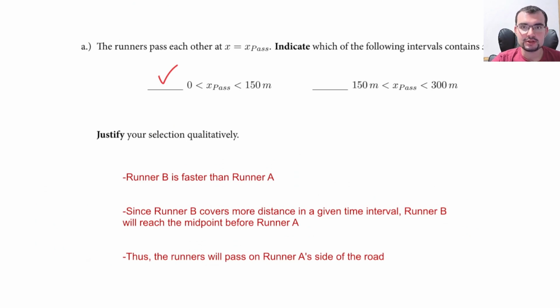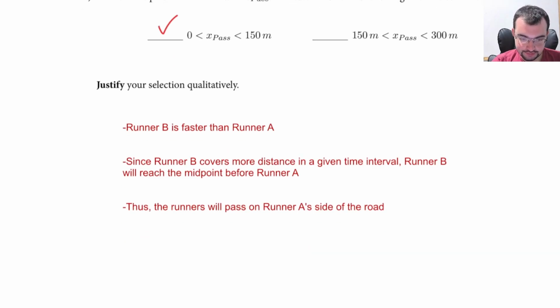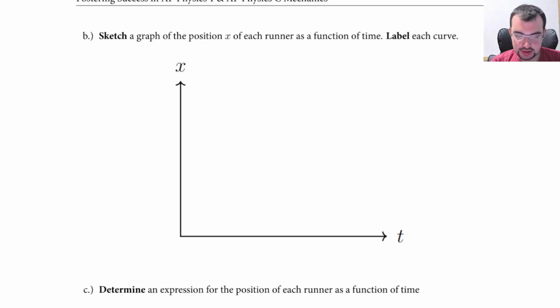Runner B is faster. They cover more distance in the same time, so they reach the midpoint first. So they're on A's side. Let's sketch a graph of the position of each runner as a function of time. Let's label each curve.